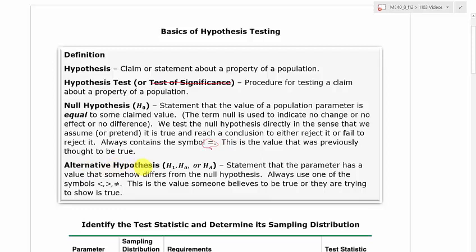The alternative hypothesis you can denote in one of three ways: H sub 1, H sub lowercase a, or H sub capital A. I always use H sub capital A. This is a statement that the parameter has a value that is somehow different from the null hypothesis. It always uses either a less than, greater than, or not equal to symbol. This is the value someone believes to be true or they are trying to show as true.